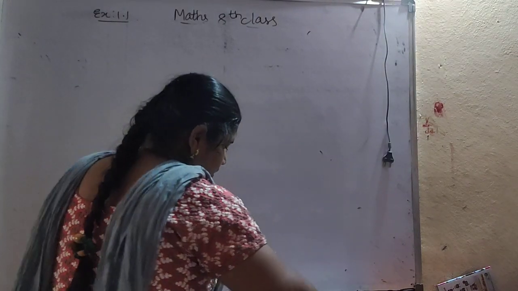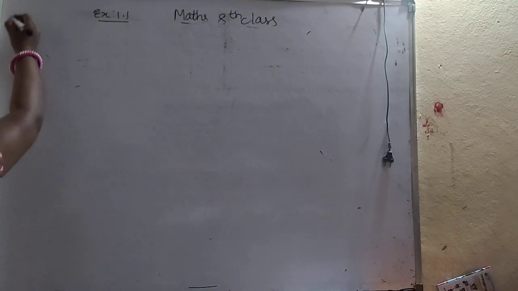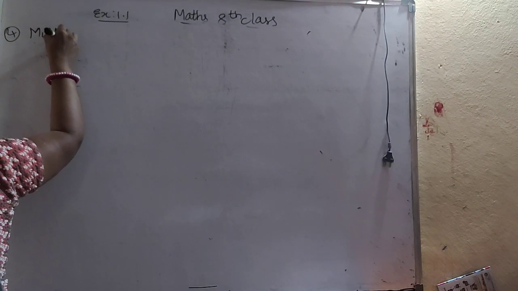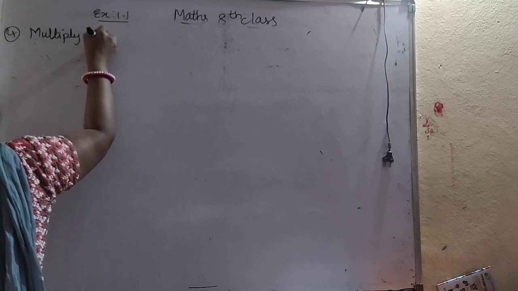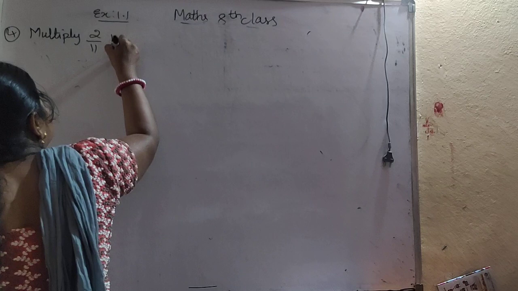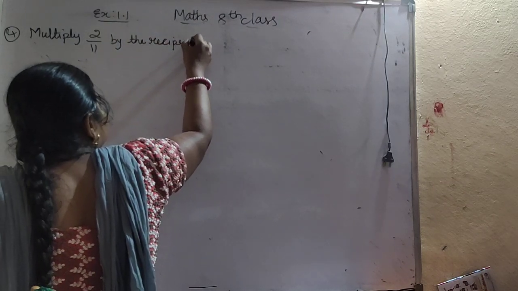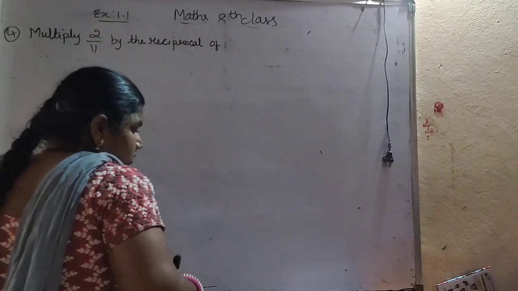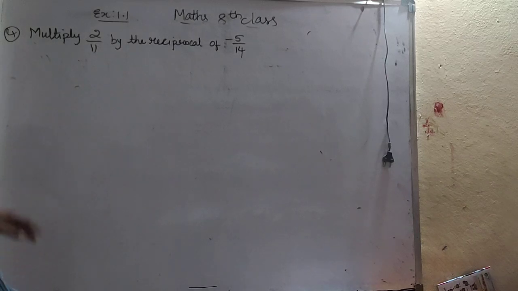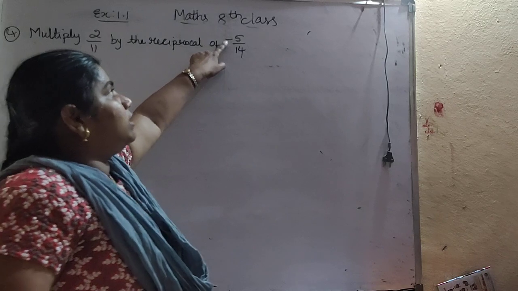So next bit is the fourth bit. Multiply 2 by 11 by the reciprocal of minus 5 by 14. So we have to multiply this 2 by 11 with the reciprocal of minus 5 by 14.